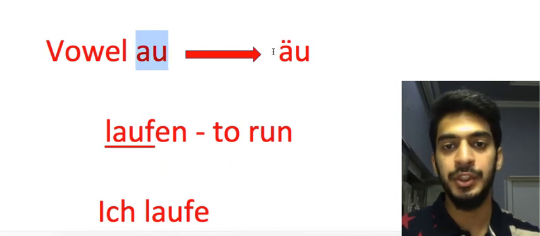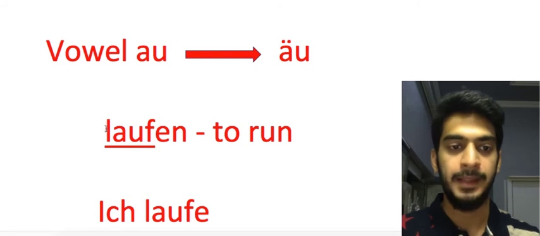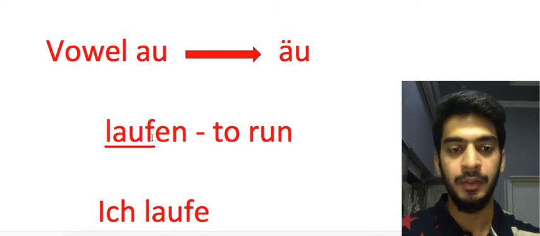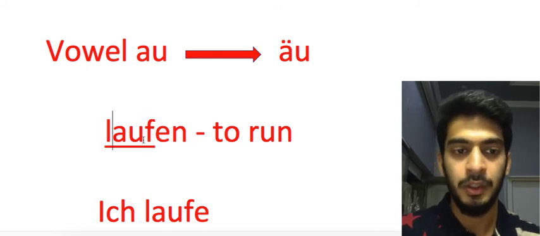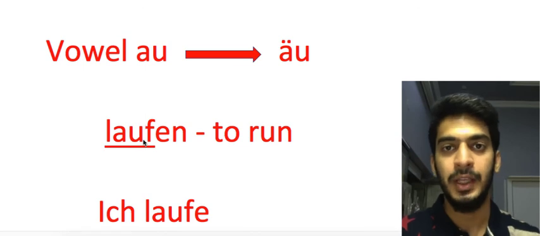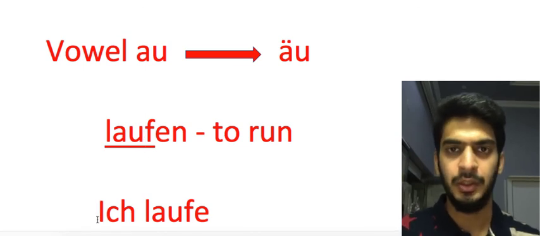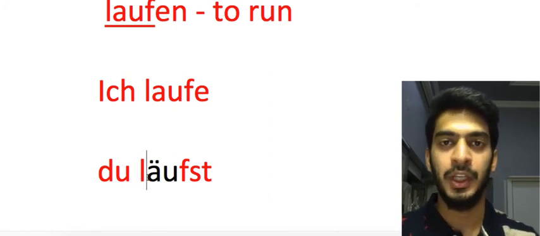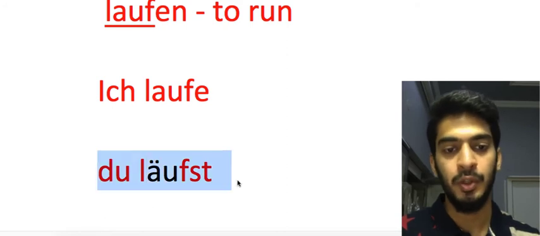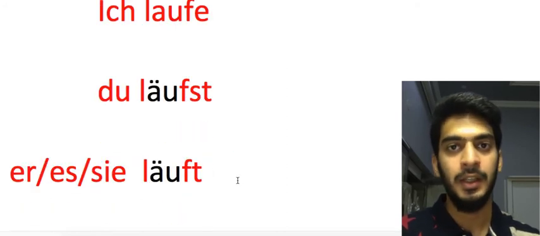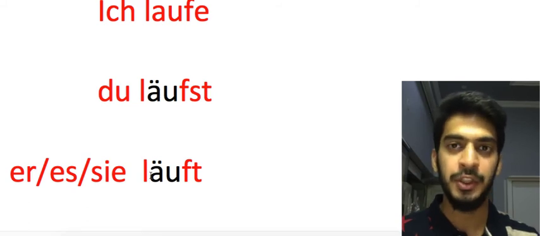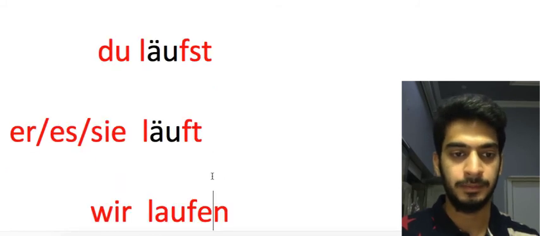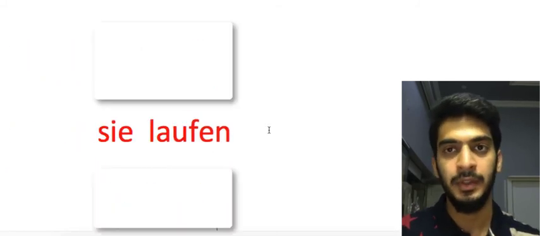Vowel au changes to a with umlaut, u. Example, laufen, which means to run. Discard en, we get the verb stem lauf. So, the vowel au changes to a with umlaut u. Ich laufe, du läufst. The vowel au changes to a with umlaut u. So, du läufst. Er, sie, es läuft again. The vowel au changes to a with umlaut with er, sie, es also. Er, sie, es läuft. Wir laufen, sie laufen, capital Z laufen.